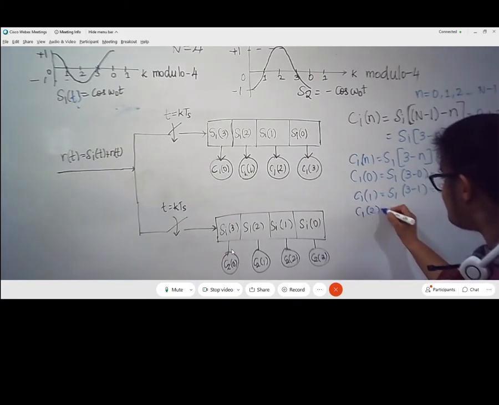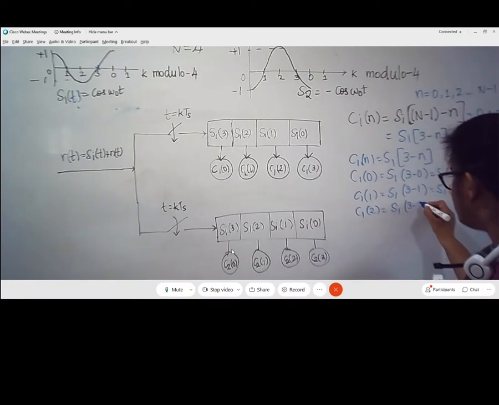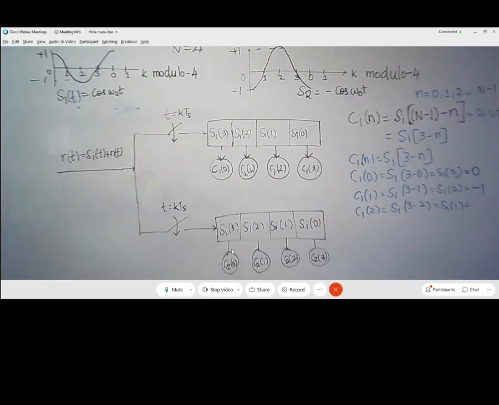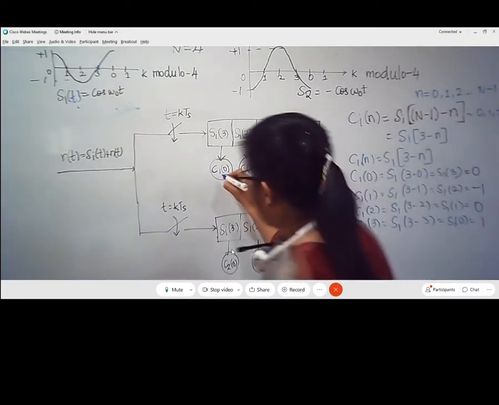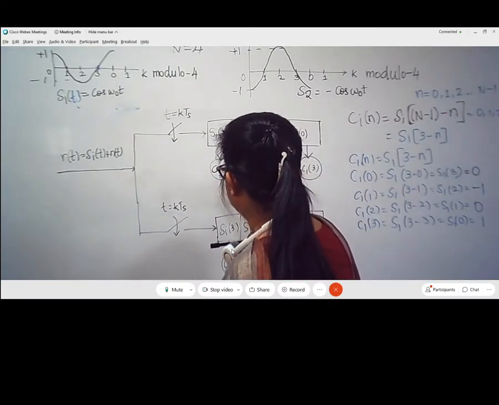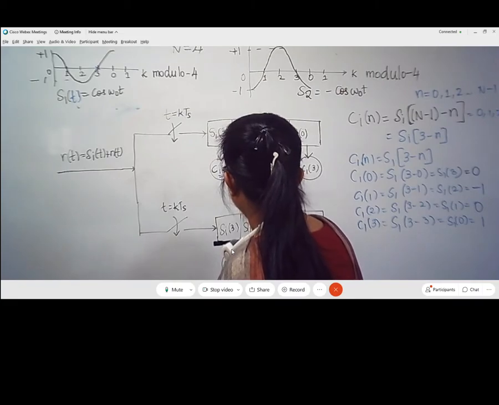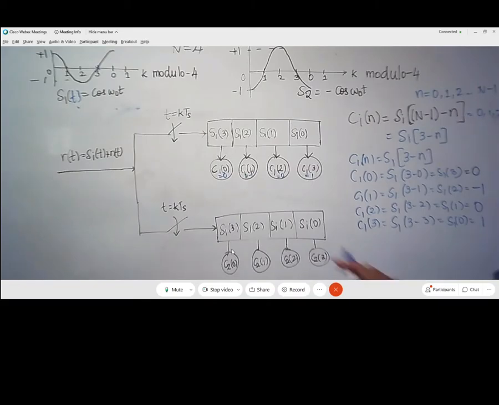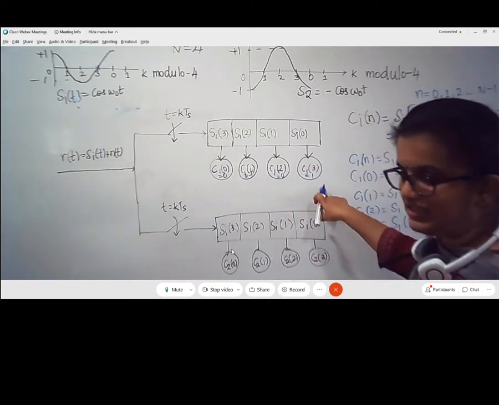C1 of 2 will be S1 of 3 minus 2, which is equal to S1 of 1. What is at S1 of 1? It is 0 again. Lastly, C1 of 3 is equal to S1 of 3 minus 3, which is equal to S1 of 0, which is equal to 1. So I have the weights of these filters as 0, minus 1, 0, plus 1.